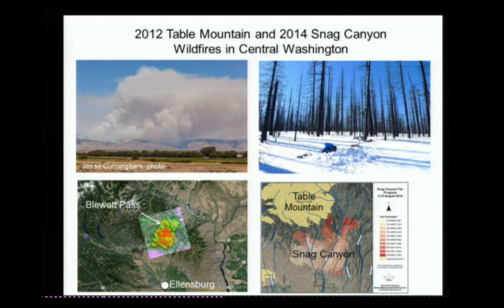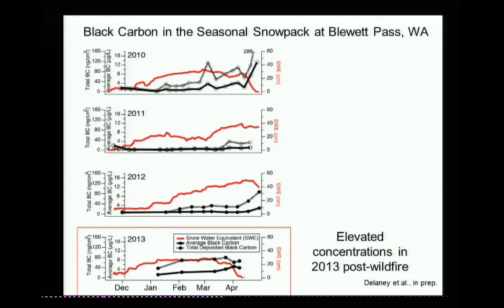And then on the top right over there is showing what these areas look like post-wildfire. So this is in the following winter, and what we're left with is just these burned trees that are covered with char and are an excellent source of black carbon to be deposited on the snowpack. And so that's what we started to capture.